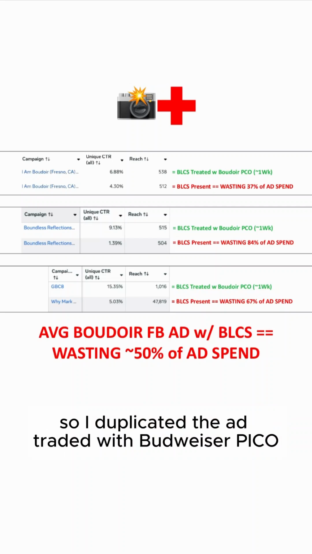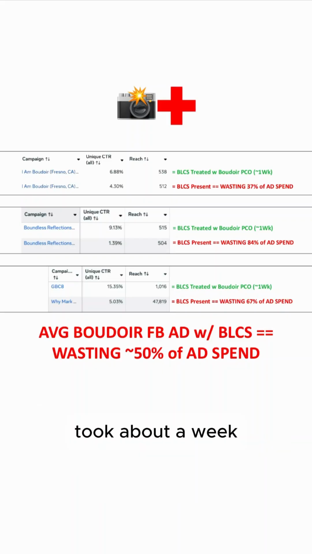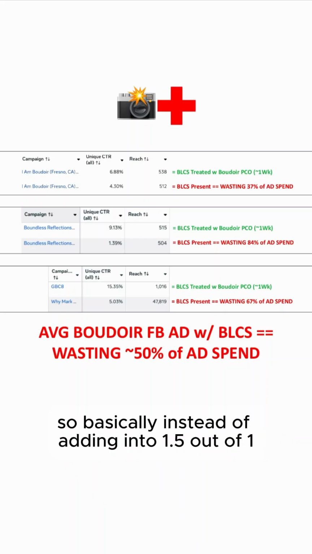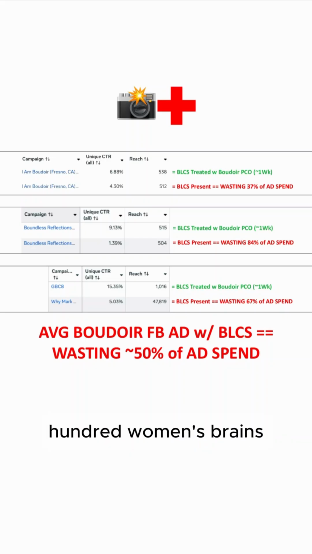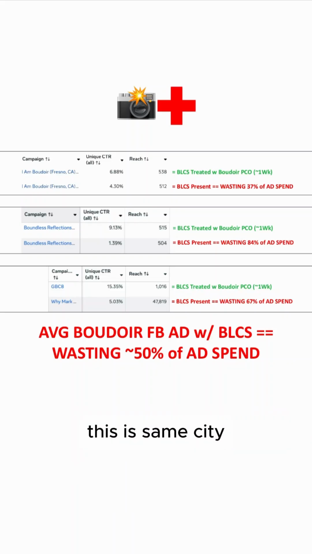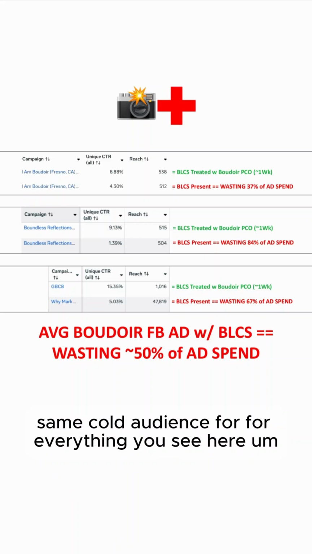So I duplicated the ad, treated it with Boudoir Pico, took about a week, and got the unique CTR up to 9.13%. So basically, instead of their ad getting into 1.5 out of 100 women's brains, now we're getting into 9 out of 100 women's brains. This is the same city, same cold audience for everything you see here.